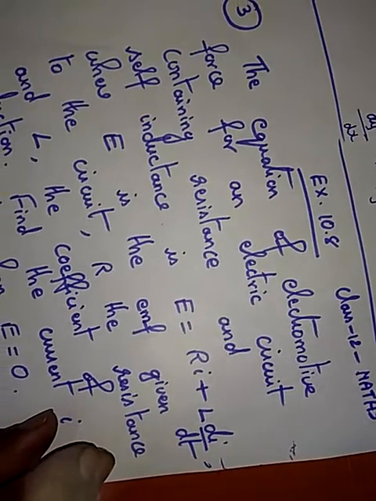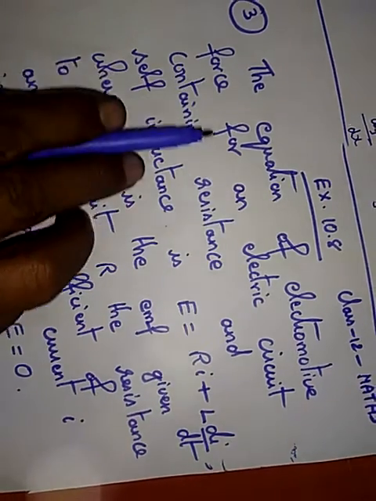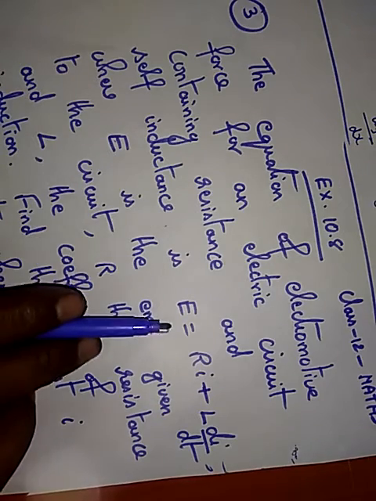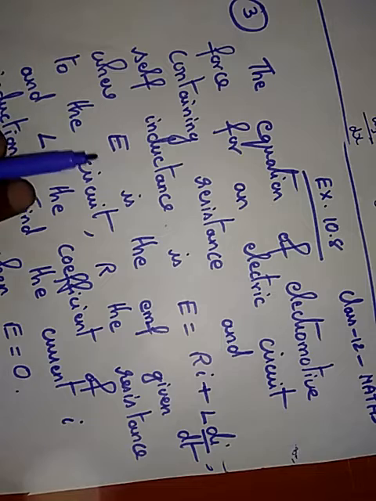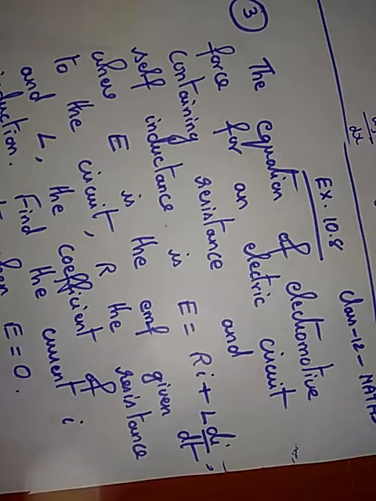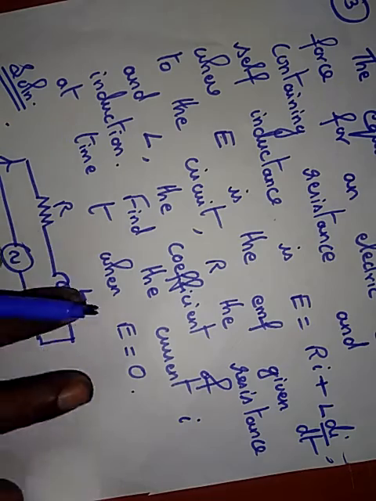The question is: the equation of electromotive force for an electric circuit containing resistance and self-inductance is E equal to Ri plus L di by dt, where E is the EMF given to the circuit, R the resistance and L the coefficient of inductance. Find the current I at time t when E equal to 0.